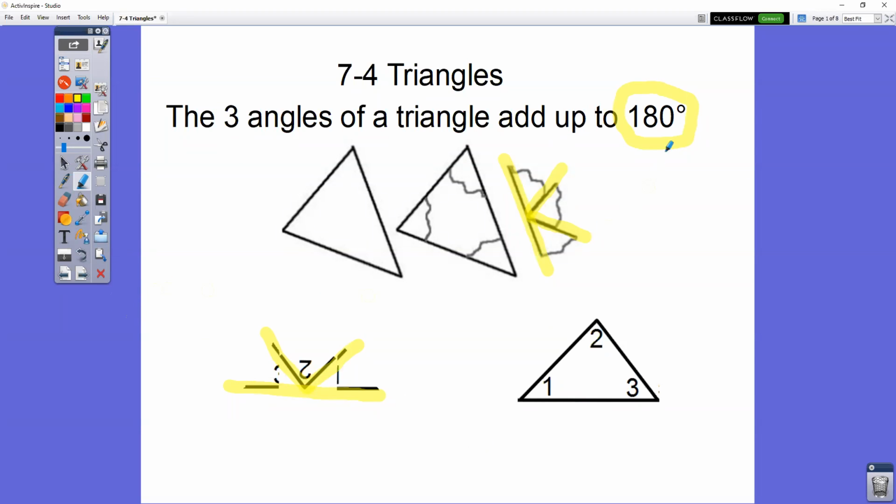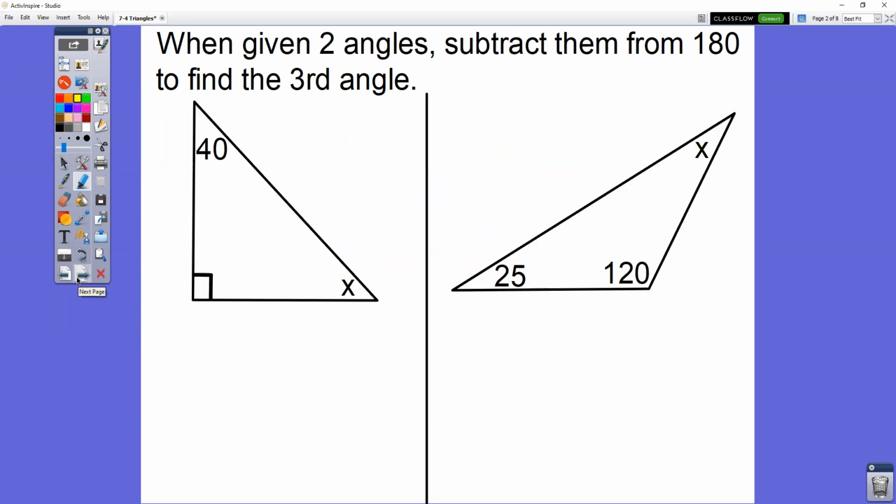So the big thing to keep in mind today is every single question, anytime that you see any type of triangle, the three angles of the triangle add up to 180 degrees. So there are two different types of problems today. Here's the first type: when given two angles. So you're being given two angles here.